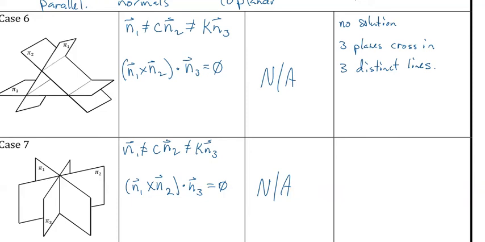Like I said, once one of these planes is skewed to the other two, and you're not coplanar and you're not in type 3, which we'll get to in a moment.